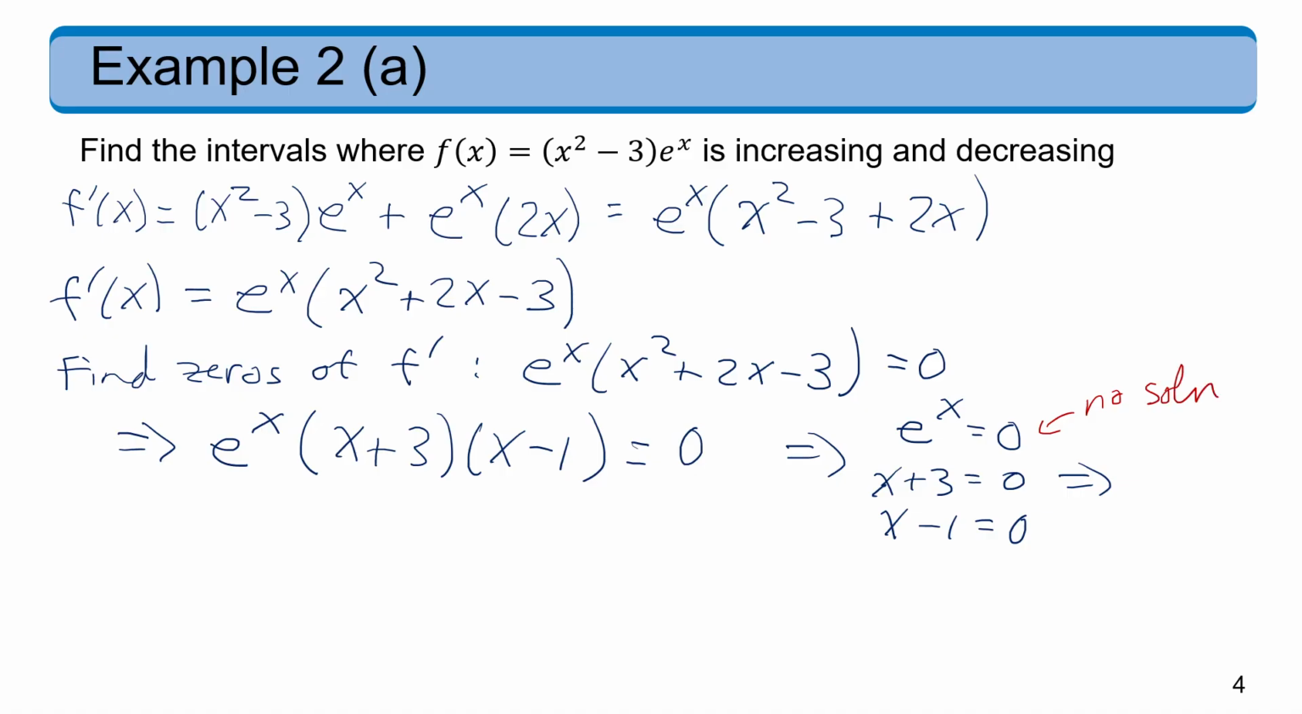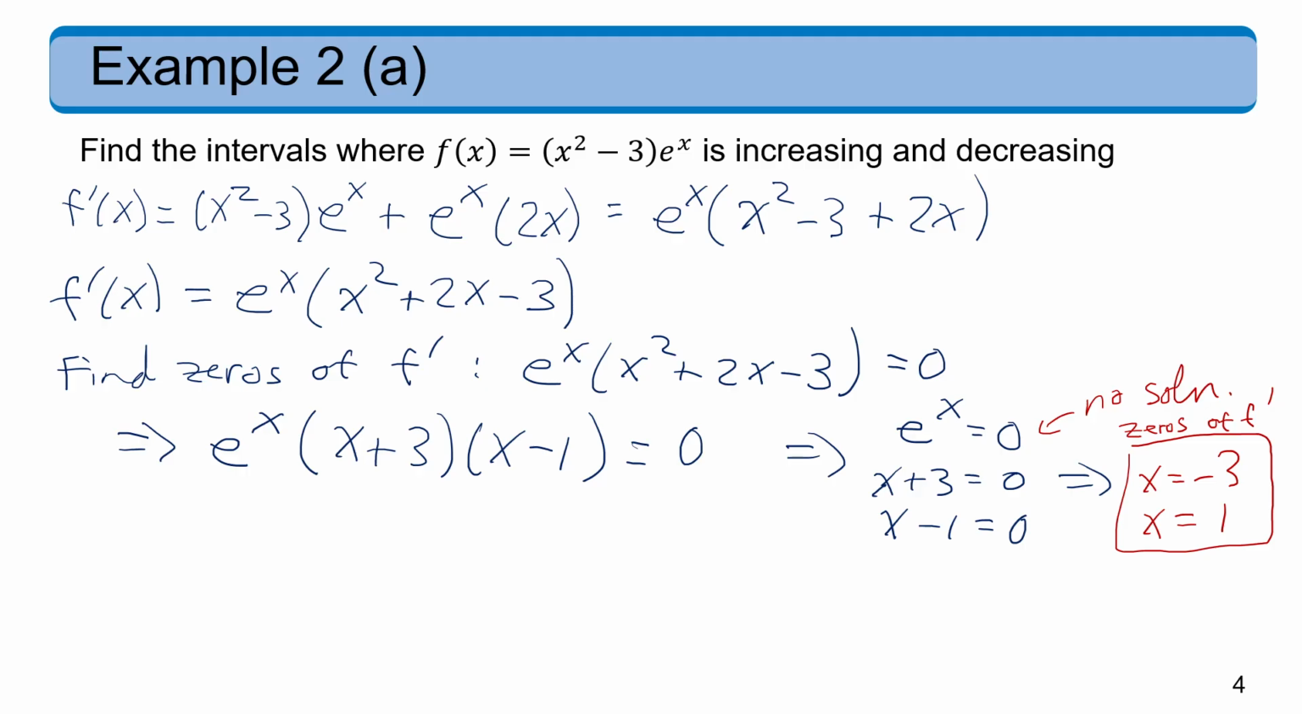But we will get solutions from the other two. We'll get x equals negative 3 and x equals positive 1. So remember what these are. These are the zeros of f prime. In other words, if you plug either of these numbers into the formula for f prime, the output will be 0.